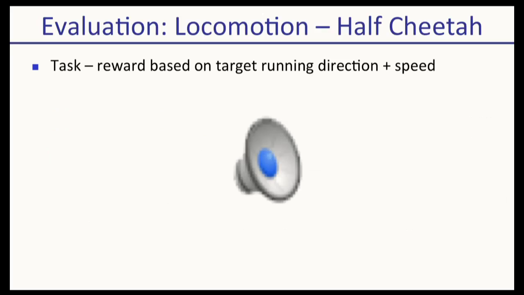You can also try this in locomotion. So in locomotion, what would be the distribution over tasks? Let's say you're looking at half cheetah, which is a two-dimensional locomotion task. You'd say, well, the task distribution is desired velocities. So a new task means a different desired velocity. And then the reward could be maybe squared distance from the desired velocity.